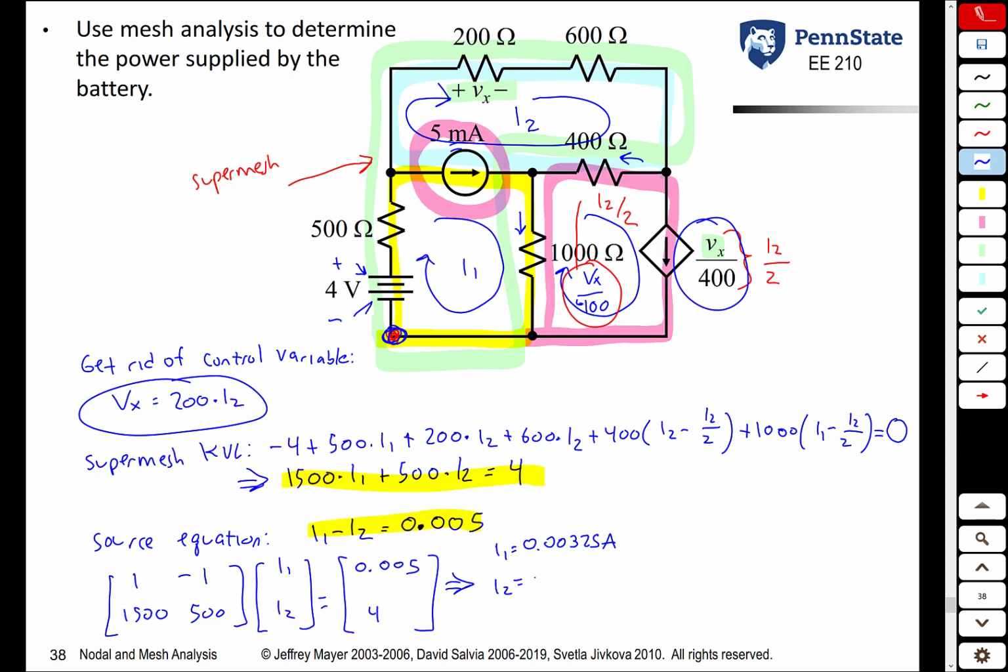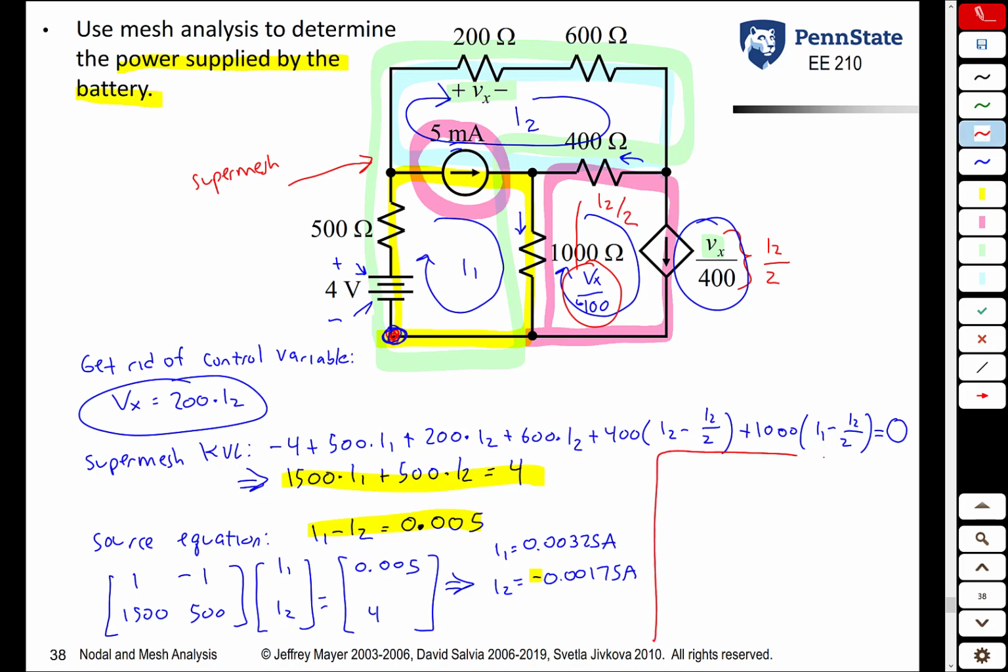I2 is equal to negative 0.00175 amps. Once again, the fact that this is negative just means that our guess that I2 was clockwise was wrong, and that current flowing through that blue mesh is actually counterclockwise. Finally, the question did not ask what the two mesh currents were. The question asked, what is the power supplied by the battery, this 4-volt battery? So we now can answer the question.